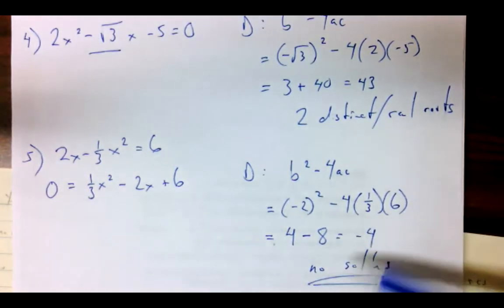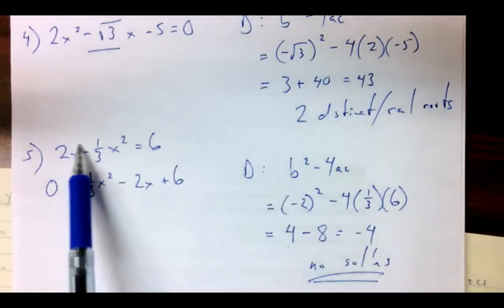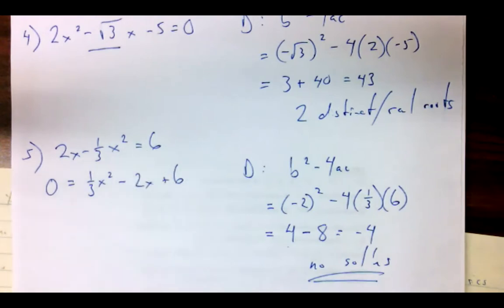And you'd still get no solutions if you put all this onto the left side instead. So this was a negative and this was a negative. It would still work out.